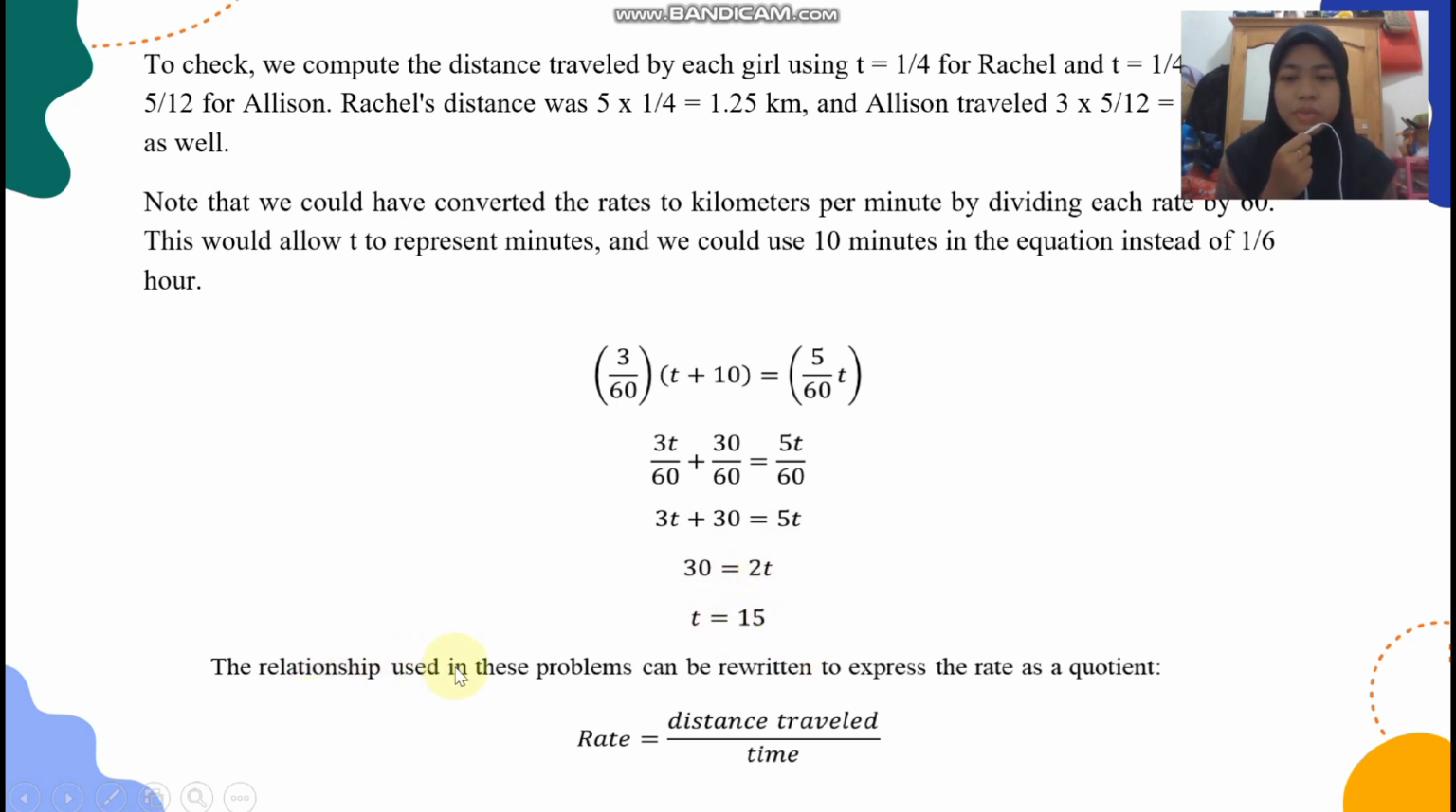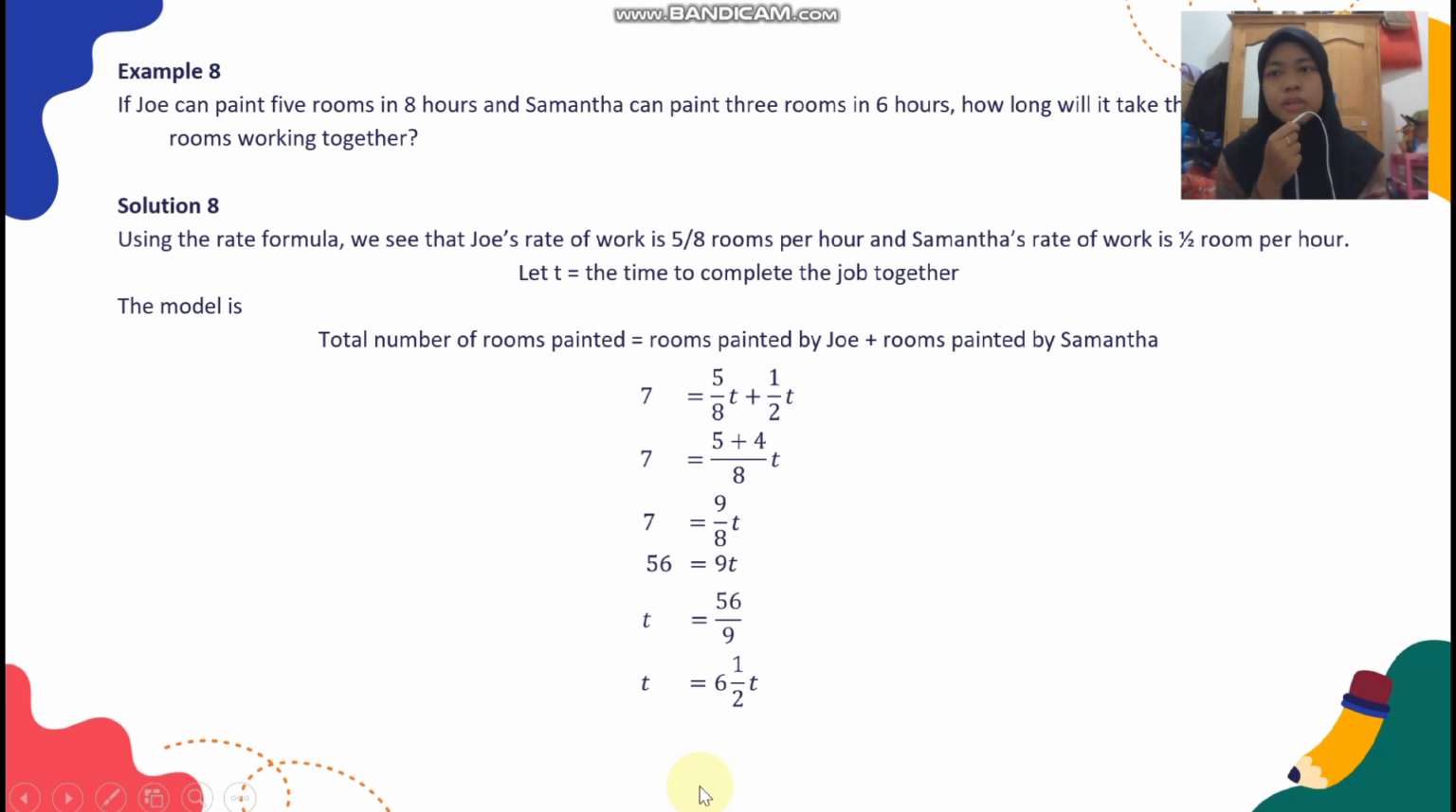The relationship used in this problem can be rewritten to express the rate as a quotient. Rate equals distance traveled divided by time. Yes, the next is example 8.